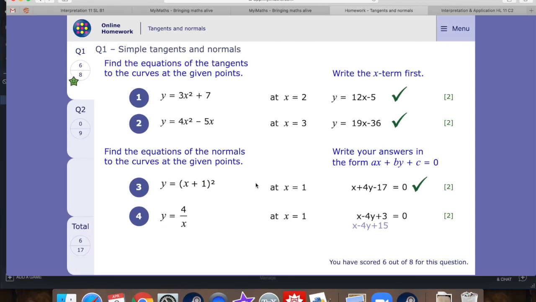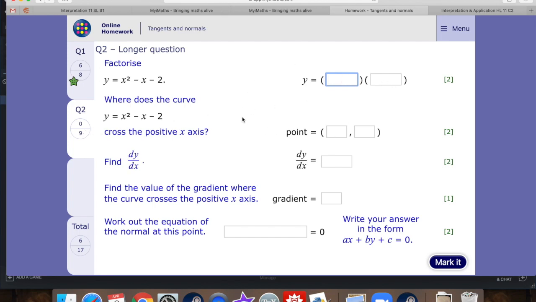Okay, so that's how you do this particular piece of homework. Okay, so now we're back in here. Why don't we try question 2? Hopefully we get a little bit further.